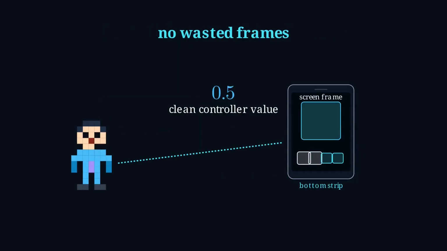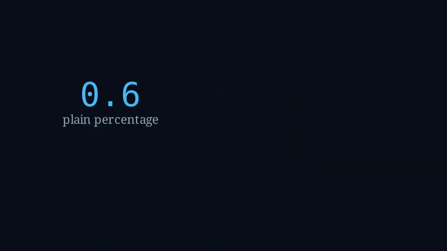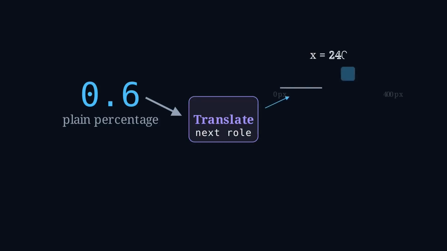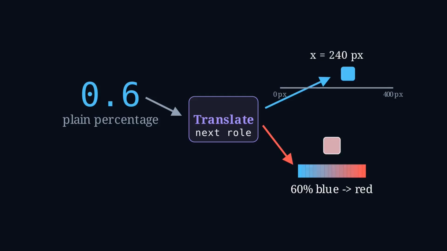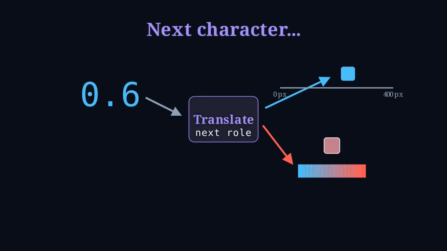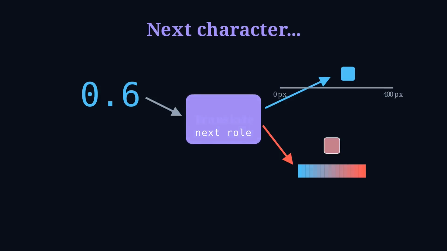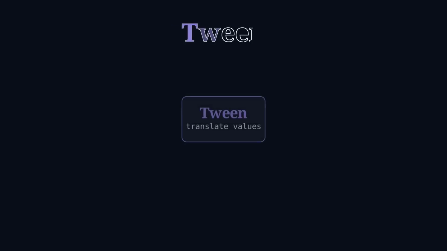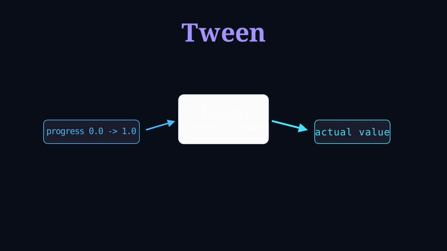So now we have a stage manager ticking away, producing a clean number from 0.0 to 1.0. But a plain percentage isn't very useful on its own. We don't want 0.6. We want a box at x equals 240 pixels, or a color that's 60% of the way from blue to red. That translation job belongs to our next character. Meet the Tween, the translator we've been waiting for.